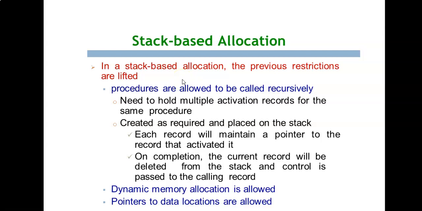Previously என்னென்ன drawbacks எல்லாம் பார்த்தோமோ அதெல்லாம் வந்து it can be lifted in stack based allocation. இங்கே வந்து recursive procedures can be supported, and recursive procedure support பண்ணனும் அப்படினா ஒரே ப்ரோக்ராம்க்கே what is meant by recursion? If a function calls itself repeatedly, then it is called as recursion. So ஒவ்வொரு தடவையும் அந்த function புதுசா create ஆகும்போது new activation record will be created. So multiple activation records for the same procedure can be created using this stack based allocation.